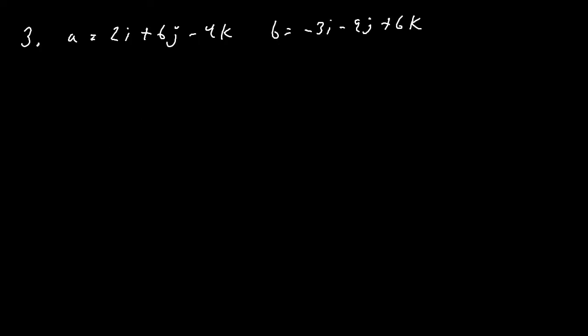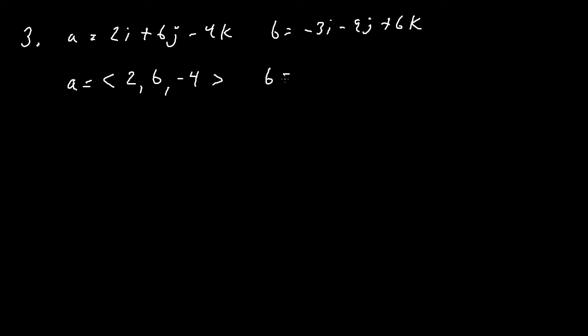So for number 3, A is equal to 2i plus 6j minus 4k, and B is equal to -3i minus 9j plus 6k. So let's go ahead and first test out the dot product. But before we do that, let's change the unit vectors into its component form. So A in its component form is going to be equal to 2 is in front of the i, so that is going to be our x component, 6 is in front of the j, so that's our y component, and negative 4 is in front of the k, so that's our z component.